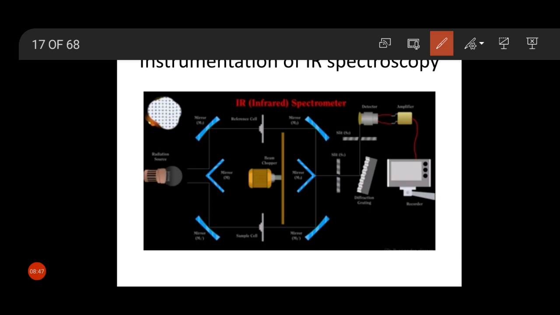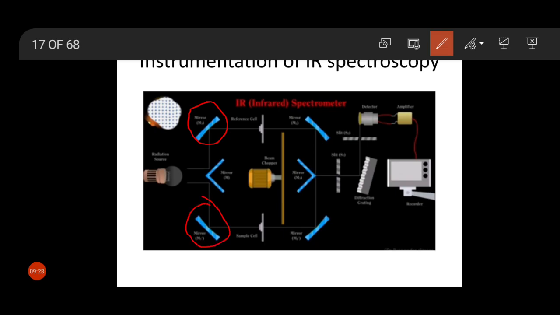This radiation will go towards the mirror M1, which reflects half of the radiation towards mirror M1 and half of the radiation towards mirror M1 dash. So the IR radiation goes towards this mirror, which reflects half of the radiation to this mirror and half of the radiation to this mirror.